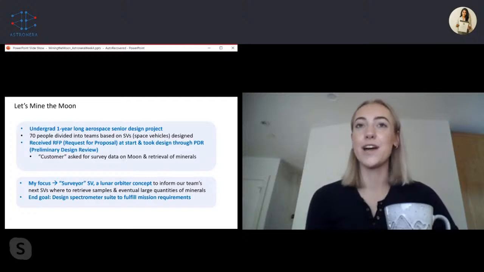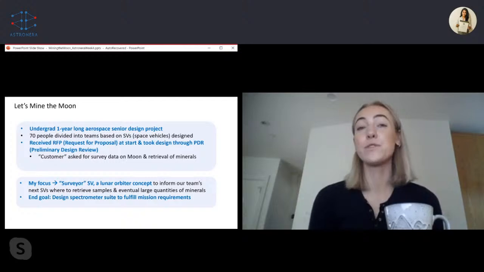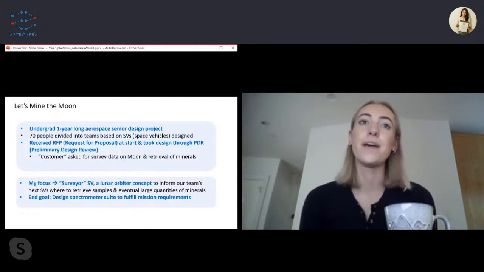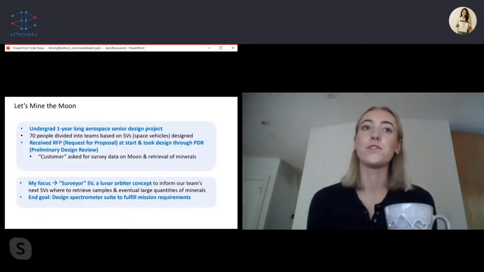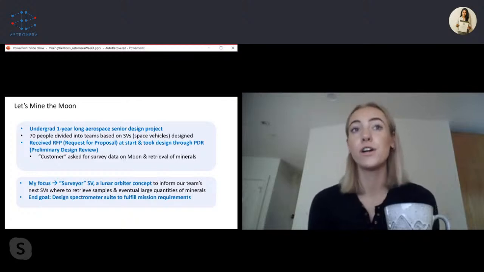But this exercise meant that we had to create several different space vehicles for the different stages of the mission, which I'll talk about in a bit. But how this relates to the topics we've been talking about so far, my focus on this was the payload of one of these space vehicles.